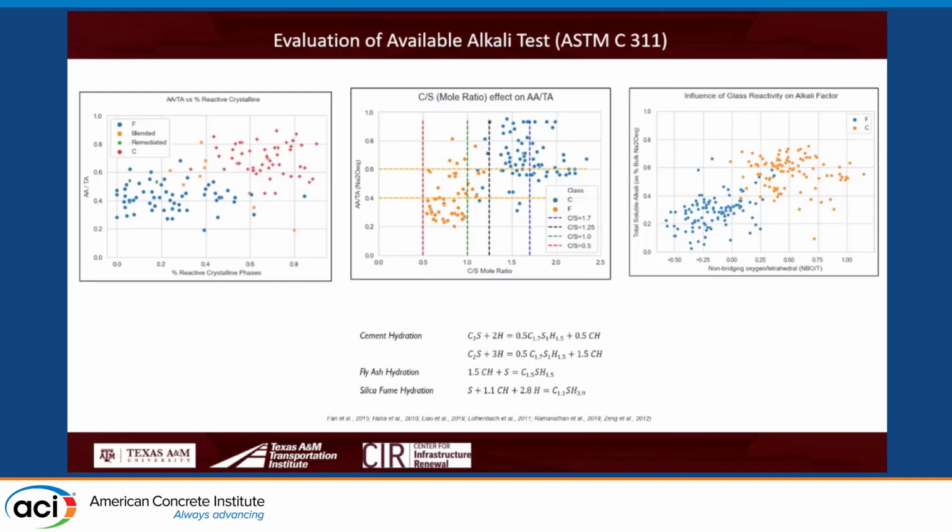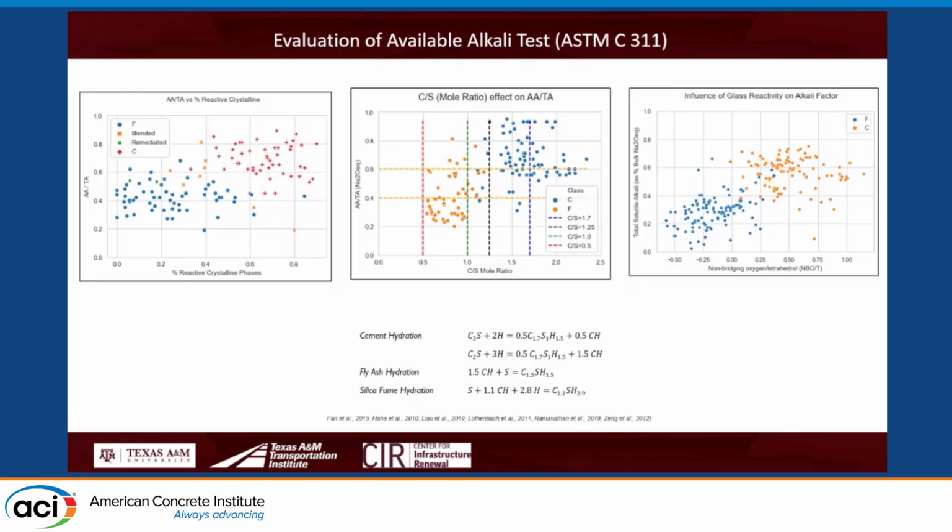Cement usually has a very high C-S ratio, which is around 1.7 to 2. Fly ash usually is around 1.5, and silica fume is really low, 0.9. But when you take this available alkali test and put it in this perspective, you get a clear delineation on how to separate different fly ashes based on the C-S ratio.